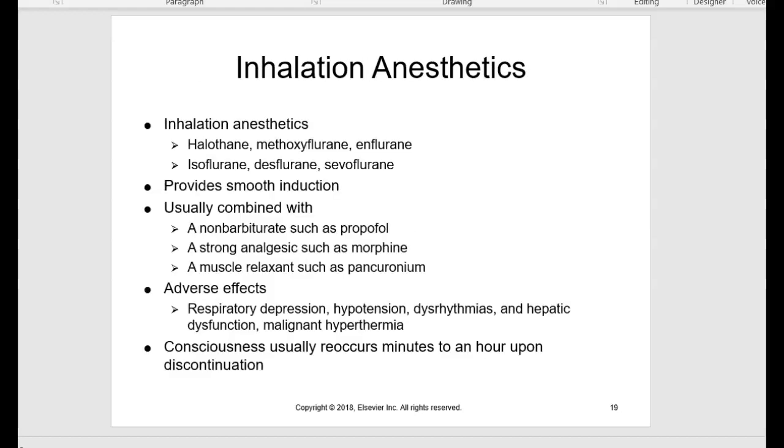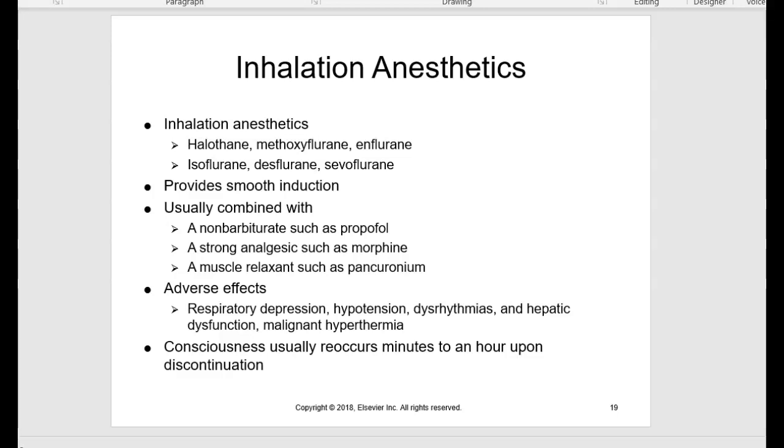So first we're going to talk about inhalation anesthetics. Inhalation anesthetics are listed in table 18.5 on page 241. If you look, a lot of them have the ending A-N-E, so just recognize that A-N-E is indicative of an inhalation anesthetic. And then also nitrous oxide, obviously laughing gas, you'd want to recognize as an inhalation anesthetic. Inhalation anesthetics provide for smooth induction. They're usually combined with other medications, a non-barbiturate such as propofol, strong analgesics such as morphine, and a paralytic such as pancuronium.